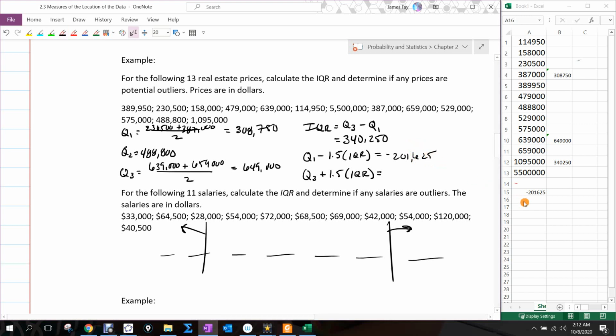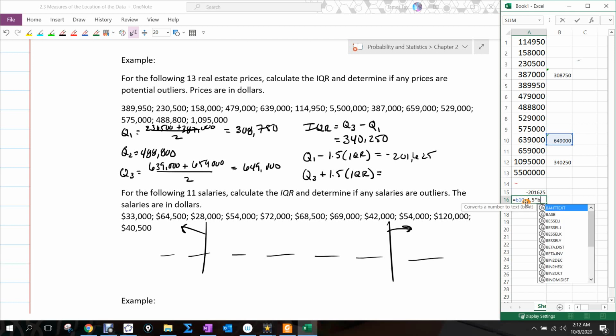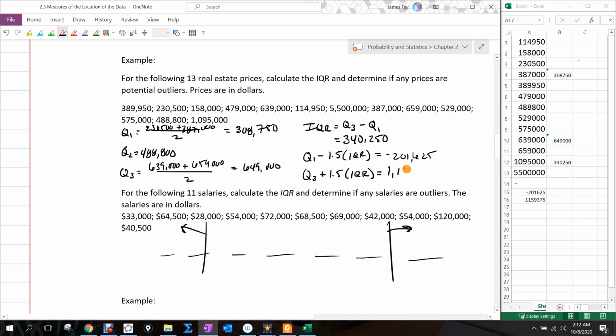Okay. Now I'm going to ask it to find Q3 plus 1.5. So Q3 was the 649 number, which is in B10. And I'm going to add to that 1.5 times my IQR, which was in B12. So it gives me this number, 1,159,375.